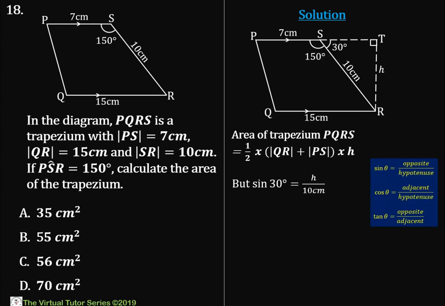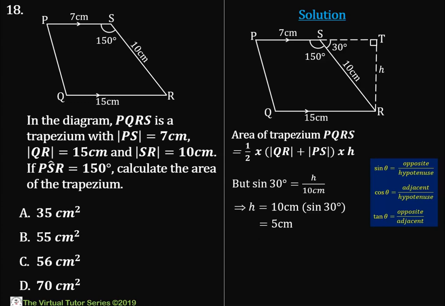We solve for h by multiplying both sides of the equation by 10 centimeters. So we have h is equal to 10 centimeters times sin 30 degrees. Sin 30 degrees is half, and half of 10 centimeters is 5 centimeters. Therefore, h is equal to 5 centimeters.